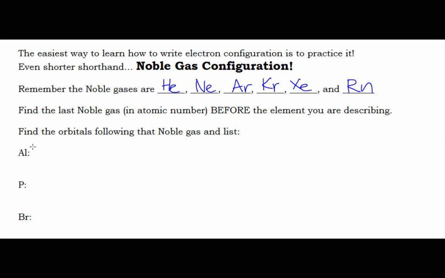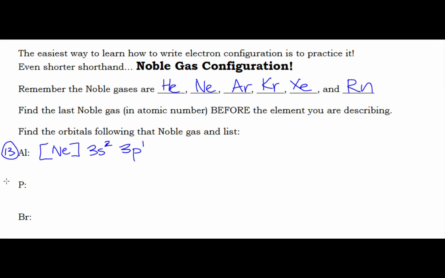So if you look at aluminum, aluminum is number 13 on the periodic table. If you go backwards from aluminum, the first noble gas you're going to run into is neon, who's number 10. So you're going to put neon in brackets, and that is to represent 1s2, 2s2, and 2p6 for neon. Then all you have to do after that is fill in the remaining parts of the configuration to get to aluminum. So that would be 3s2 and 3p1. And this makes it super easy to figure out how many valence electrons you have because they're just right here.